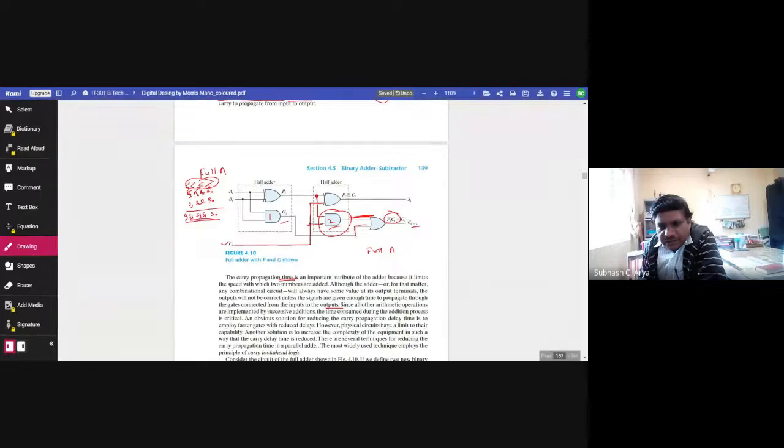Another one is this one. No, the second one is here, sorry. The second one is Gi. This is not coming here. This one. Gi. So Pi Ci plus Gi gives you the next carry, Ci plus 1. Is it okay?